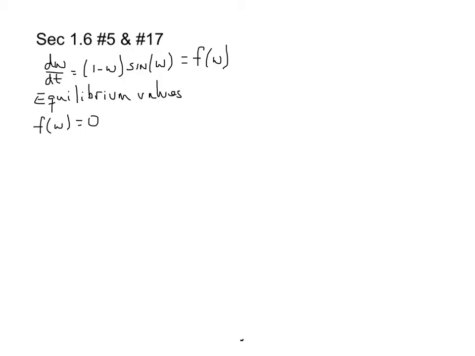Well, it's going to be equal to 0 when w is 1, that's easy, or when the sine of w is 0. But that happens when w is equal to n pi, and n is any integer.